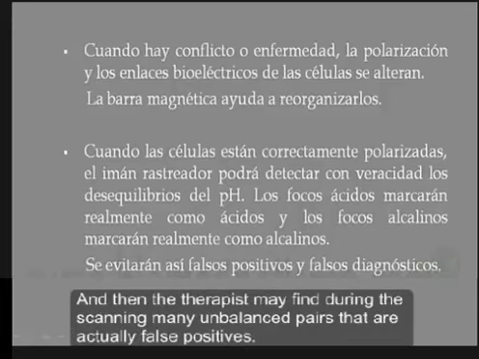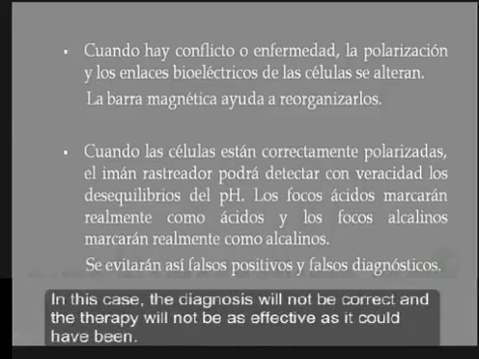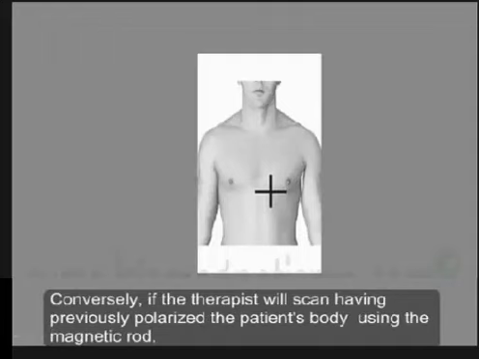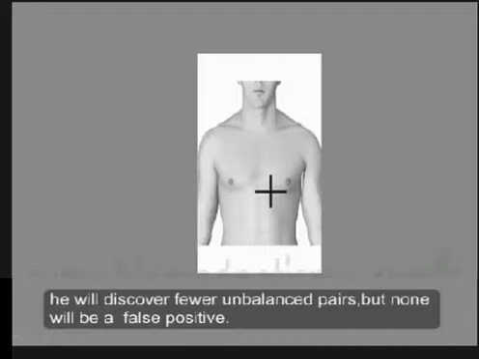And then the therapist may find during the scanning many unbalanced pairs that are actually false positives. In this case, the diagnosis will not be correct and the therapy will not be as effective as it could have been. Conversely, if the therapist scans having previously polarized the patient's body using the magnetic rod, he will discover fewer unbalanced pairs, but none will be a false positive.